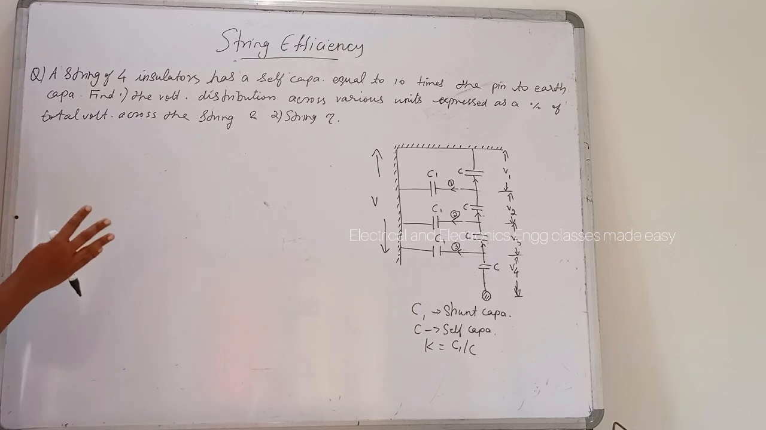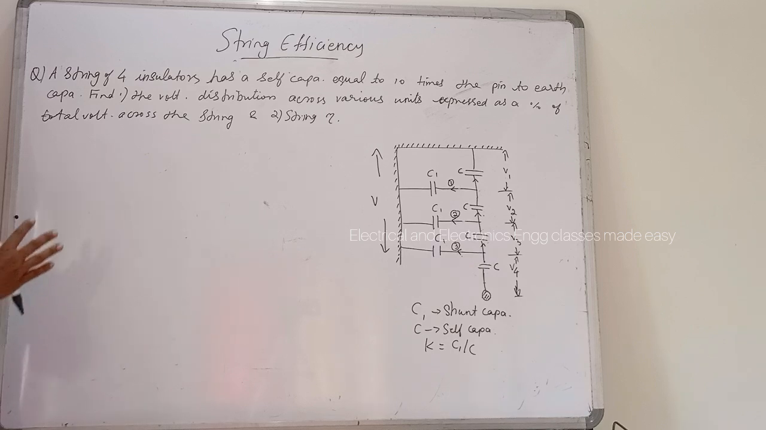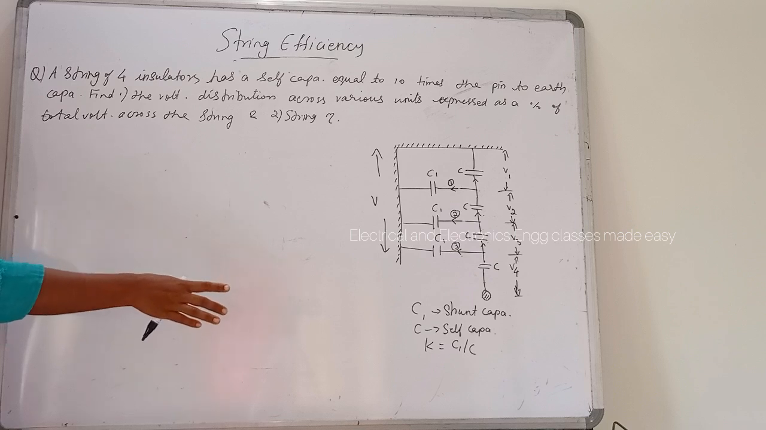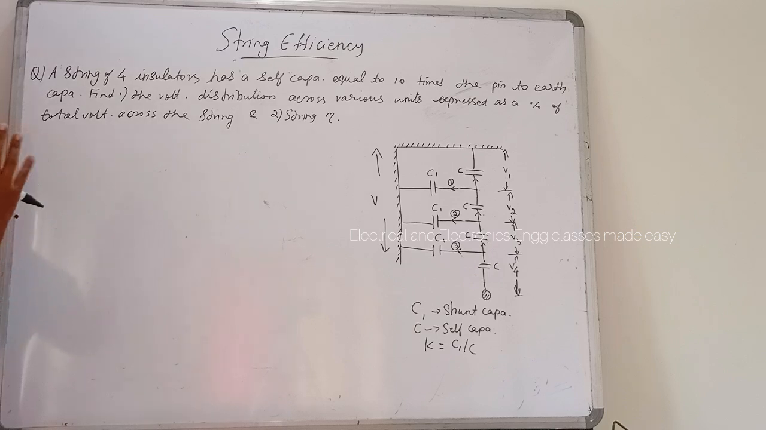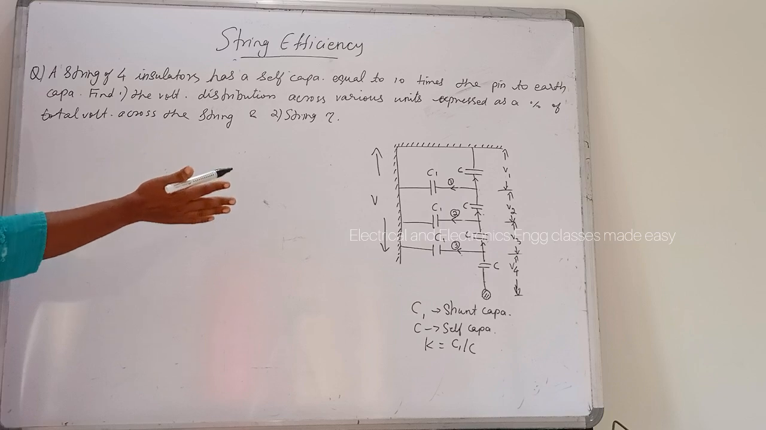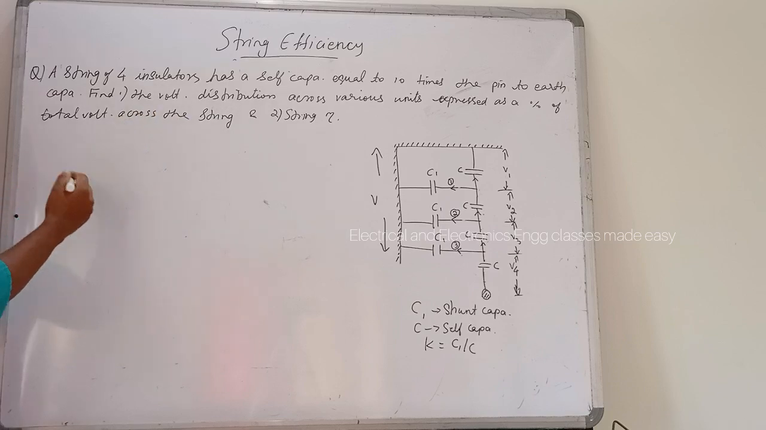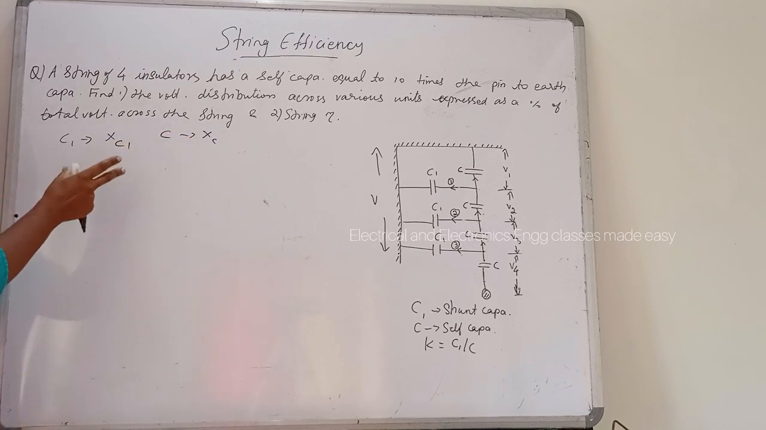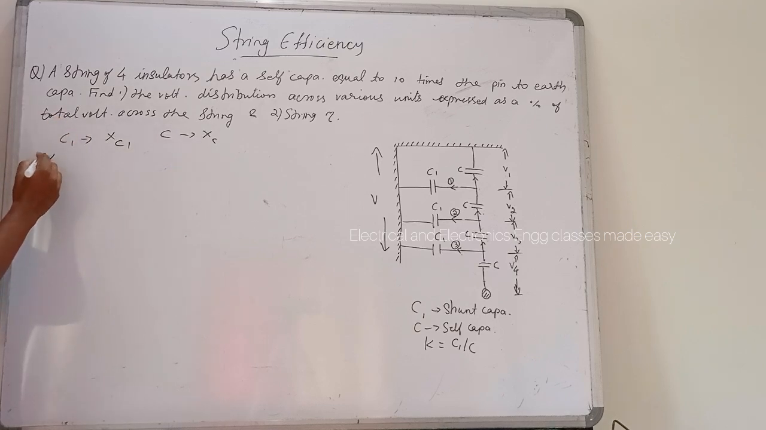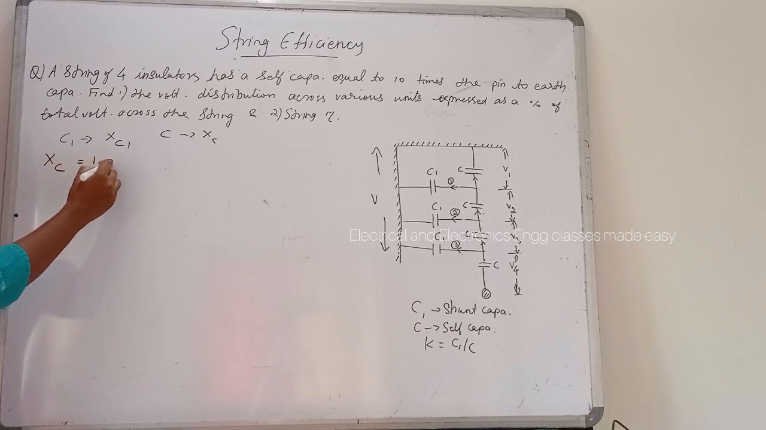Under such circumstances, there is a simple method to solve the problem. In this method, the capacitance C1 and self-capacitance C of each insulator are represented by their equivalent reactances. So here C1 and C are represented as XC1 and XC, that is reactances, and assume that XC is equal to 1 ohm.